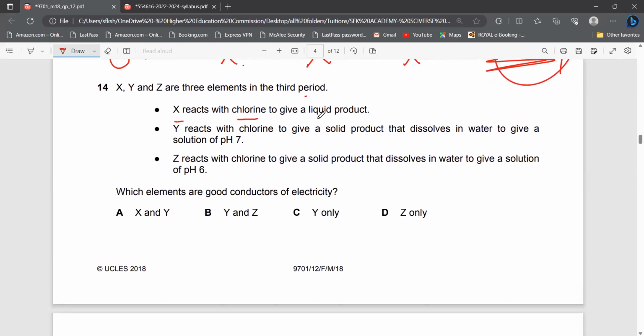X, Y, and Z are three elements in the third period. X reacts with chlorine to give a liquid product. Y reacts with chlorine to give a solid product, and that solid product dissolves in water at a pH of 7. Oh, okay, so they have actually given you the hint.